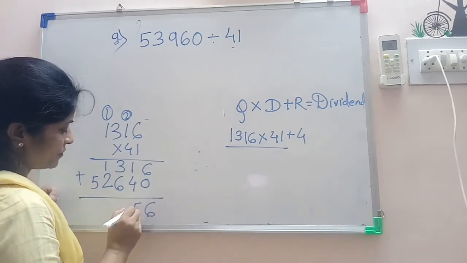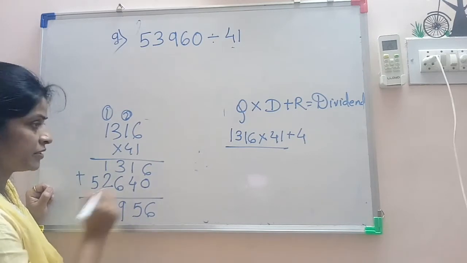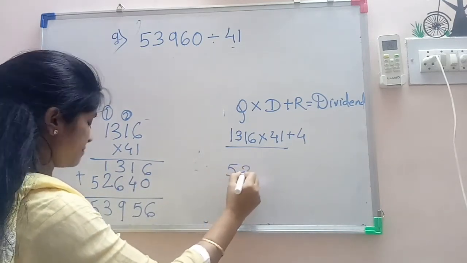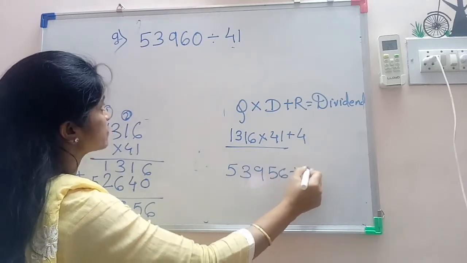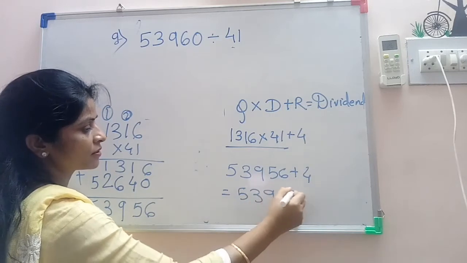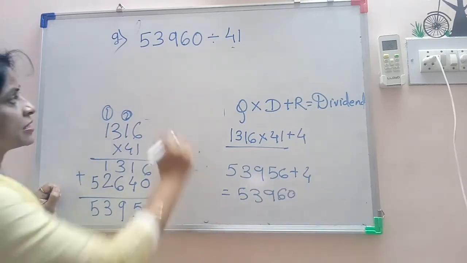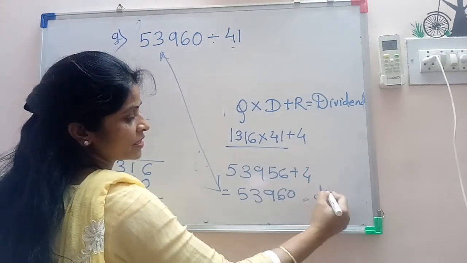6 5 9 3 5. We get this same product, and in this product we will add 4. So we will get this number, and this is nothing but our dividend. This is nothing but the dividend.